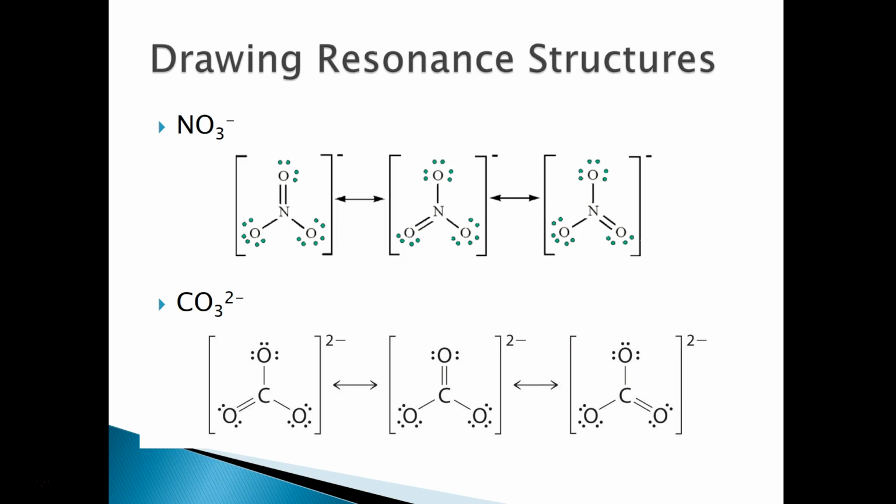All right, so just like nitrate, the carbonate ion has 3 possible Lewis structures: one with a double bond down here on the left, one with a double bond at the top, and one with a double bond here on the right.